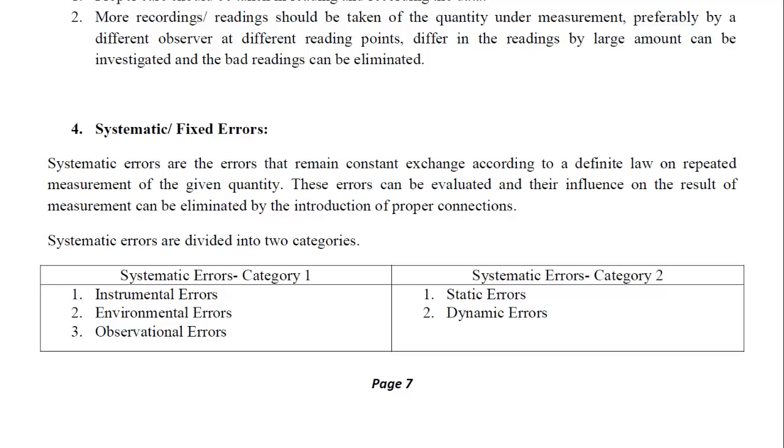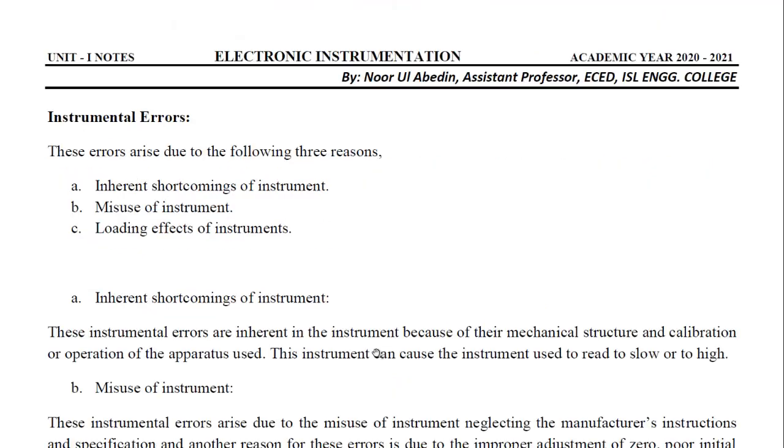And you can obtain the correct value. So systematic errors are divided into 2 categories. In category 1 you have instrumental error, environmental error, and observational error, and in category 2 you have static error and dynamic error. Now coming to category 1, we will be dealing with instrumental errors.